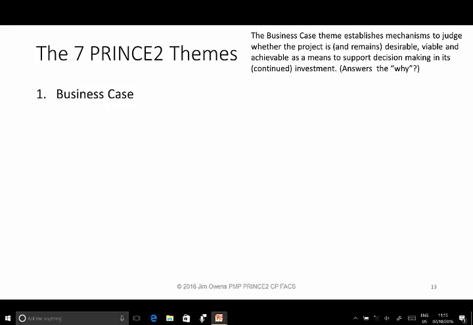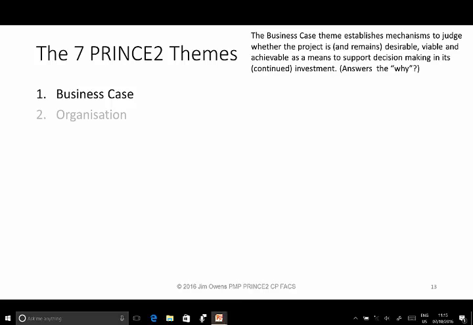A project starts as an idea that could potentially benefit the organisation. The business case theme considers how this idea could actually deliver this benefit and how the project will be managed to continually maintain a focus on achieving the benefit throughout the entire project. This is a very important theme because if at any time it is decided that the benefit will not be achieved, then the project must be stopped.